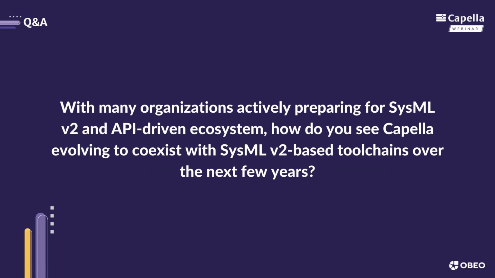So the question is, with many organizations actively preparing for SysML v2 and an API-driven ecosystem, how do you see Capella evolving to coexist with SysML v2 based toolchains over the next few years? Since it is a question mostly about the Capella roadmap, I think it's more a question for Obeo, and I can tell you what I can say about it for now.